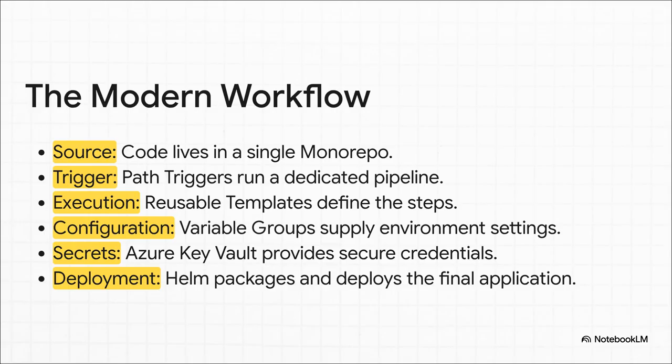Your code is in a monorepo. A commit to a specific folder kicks off its dedicated pipeline using a path trigger. That pipeline uses a reusable template. It pulls its configurations and secrets from secure sources like Key Vault, and then, at the very end, it uses Helm to package and deploy the application. This is the blueprint for a deployment process that's secure, efficient, and actually maintainable.